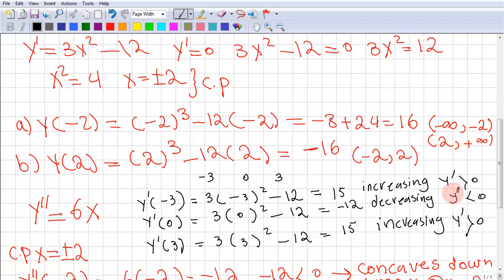So the only area that our function is decreasing is where our function is between -2 and 2. And that completes our lesson. Thank you.